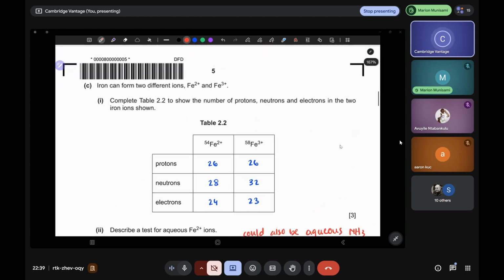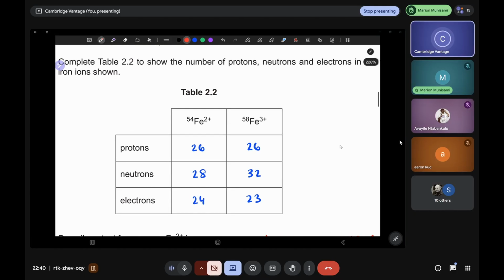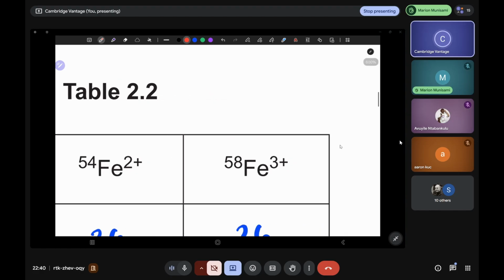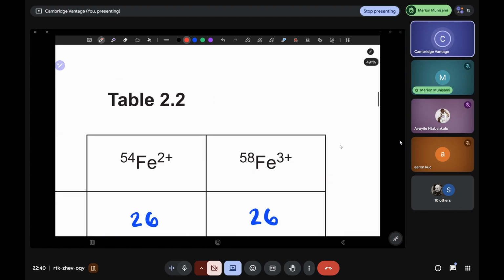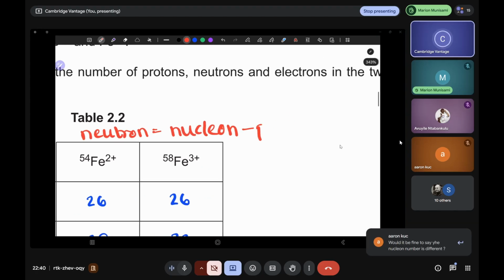And then the next question asked you to write down the number of protons, neutrons, and electrons for two different ions, both of them of +2 charge, but their neutron number is going to be different because one of them is 54, the other one is 58. The thing is, how will you find the neutron number? The neutron number equals nucleon number minus proton number.